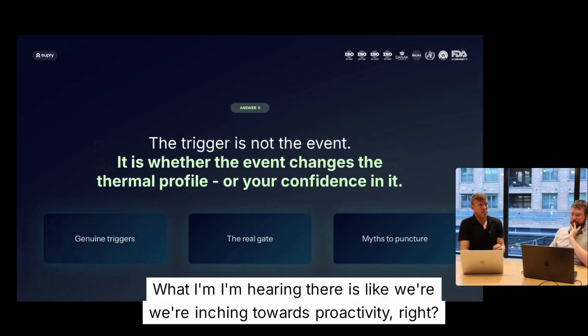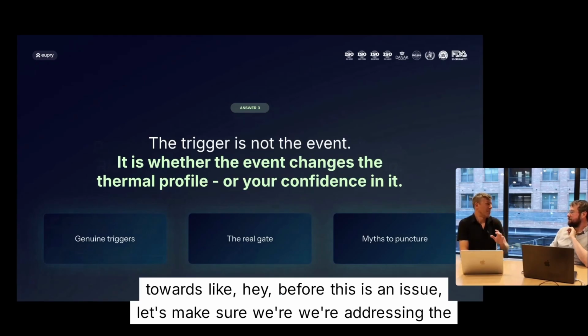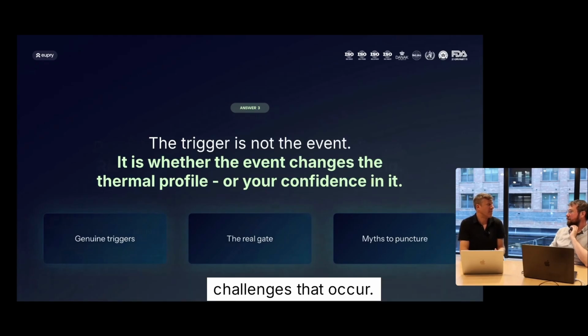Yeah. What I'm hearing there is we're inching towards proactivity, right? You're seeing tendencies, you're seeing outcomes, but that's all pushing you towards, hey, before this is an issue, let's make sure we're addressing the challenges that occur.